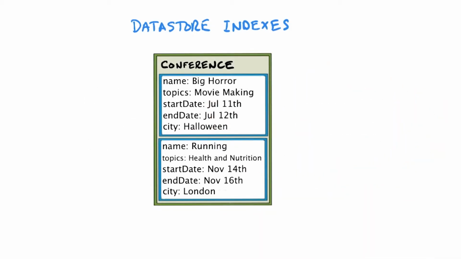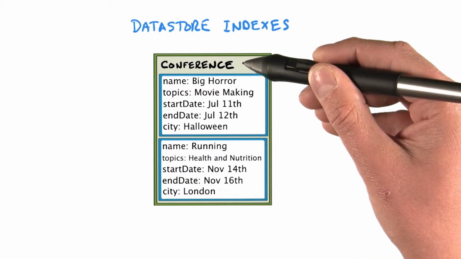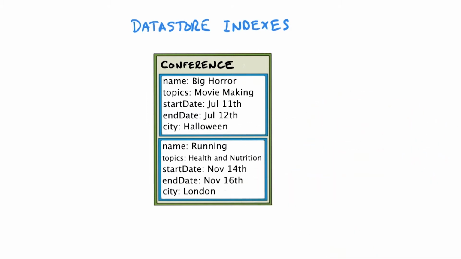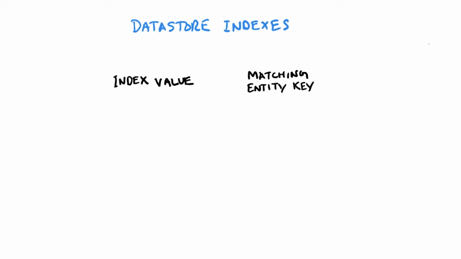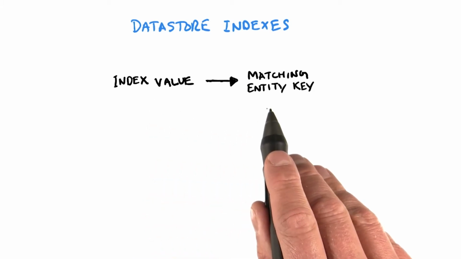So let's look at data store indexes by going back to conferences and look at what happens when we perform a search on the property city. In fact, let's even talk about what happens before the query. When storing entities, data store also updates index tables, which are later used to find entities when a query is made. These index tables consist of an index value that maps to a matching entity key.